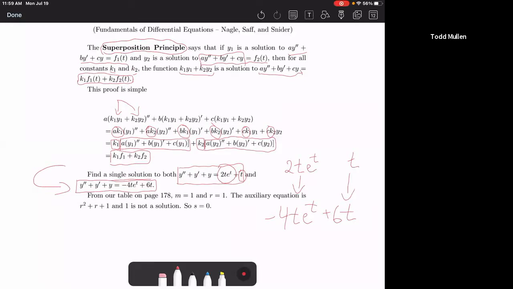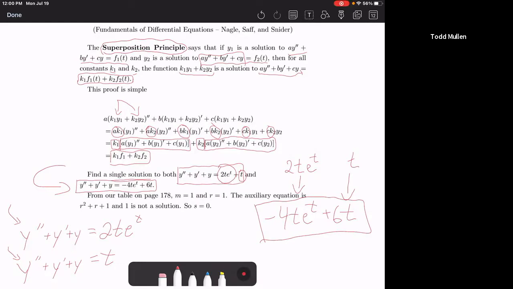So we are going to plug these values into our superposition principle, and we are going to solve y double prime plus y prime plus y equals 2t e to the t. Then we're going to solve y double prime plus y prime plus y equals t. And then we're going to use our superposition principle to take whatever y values satisfy these two equations, take a linear combination of them, and that will solve for our linear combination, negative 4t e to the t plus 6t.